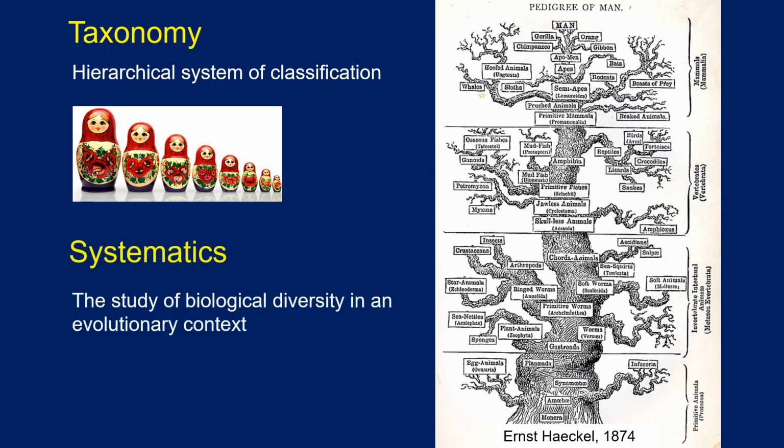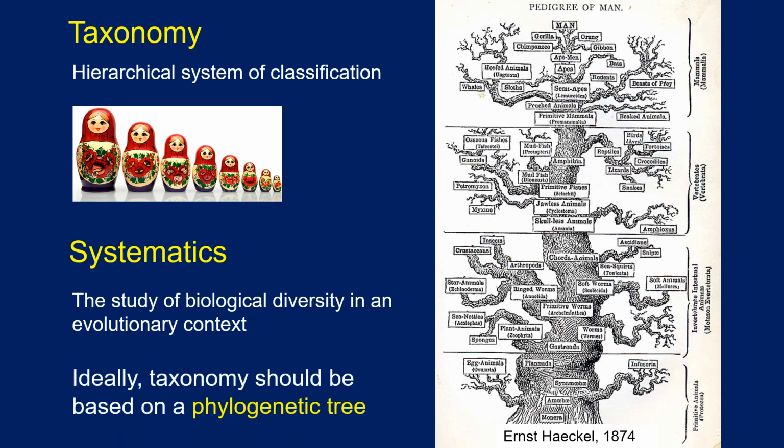In modern day biology, when we make categories, we always try to make sure that the organisms in those categories are related to each other. This is known as systematics, and it's a type of taxonomy. This is where we're trying to make sense of biological diversity by making categories, and we're doing that in an evolutionary context.